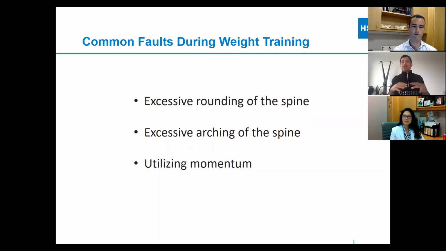Another thing we also tend to see is when the individual starts to utilize a lot of momentum when lifting the weight, utilizing as much force as possible, not really, like Dr. Chan said, focusing on developing that muscular awareness, utilizing the core as a dynamic stabilizer. So you're always focusing on engaging the core throughout, and then also utilizing your hips for support.